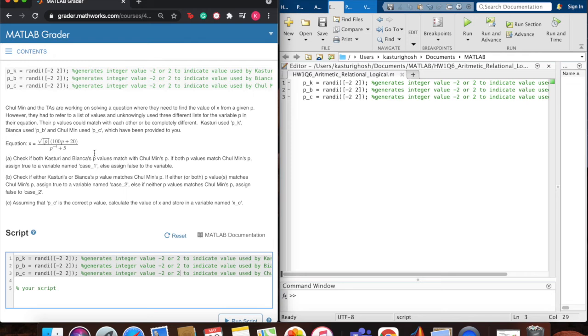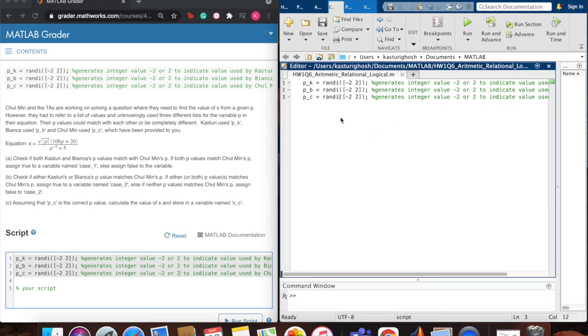I have the equation provided to me, and let's look at part A. So check if both Kasturi and Bianca's p values match with Chilman's p. If both p values match Chilman's, assign true to a variable named case 1, else assign false to the variable. All right. So for part A, the variable I need is case 1. So I'm going to write case 1 and put the equal to sign.